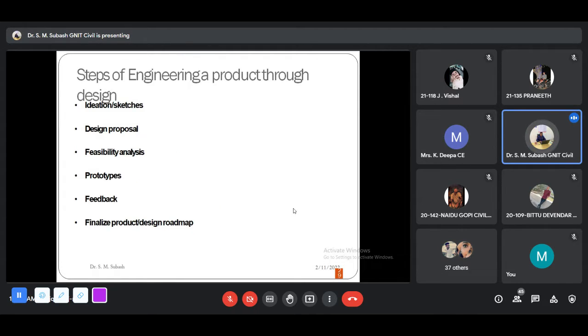And these are the steps. I already told you about customers, what you can get from the customers. First, you have to create the ideation and design proposals. After that comes feasibility, whether your design is okay with the public and whether customers are accepting it. That is the feasibility analysis.